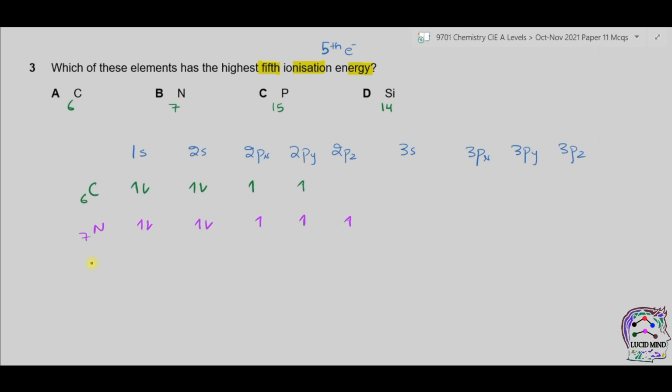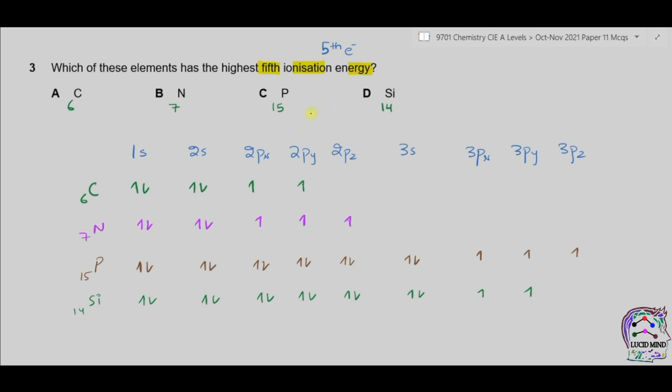Third one is phosphorus. 1s2, 2s2, then we have 2p6, 3s2, 3p3. And for silicon, 1s2, 2s2, 2p6, 3s2 and 3p2.